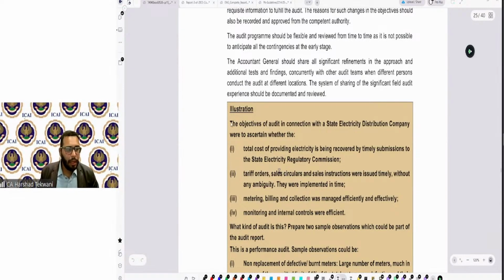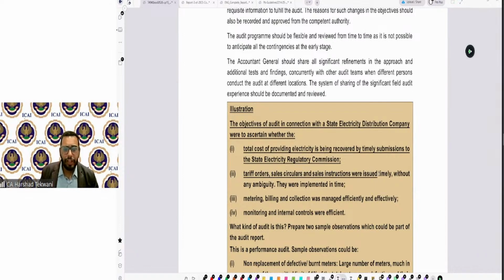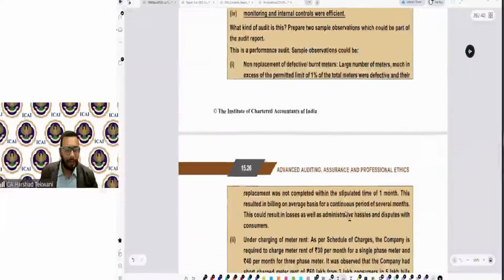For example, the objectives of the audit in connection with the state electricity distribution company were to ascertain whether the total cost of providing electricity is being recovered by timely submission to the State Electricity Regulation Commission; whether tariff orders, sales circulars and sales instructions were issued timely without any ambiguity and implemented in time; whether meter billing collection was managed efficiently; and whether monitoring and internal controls were efficient or not. And there are some observations given.